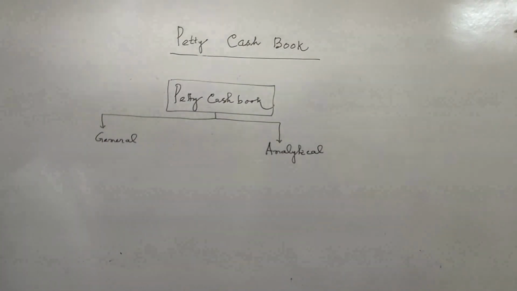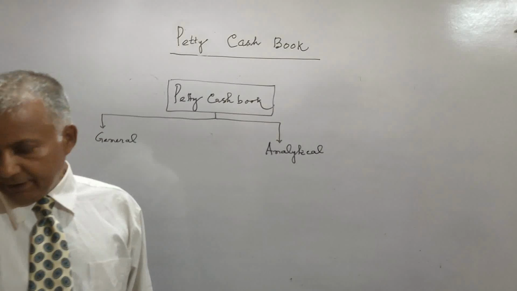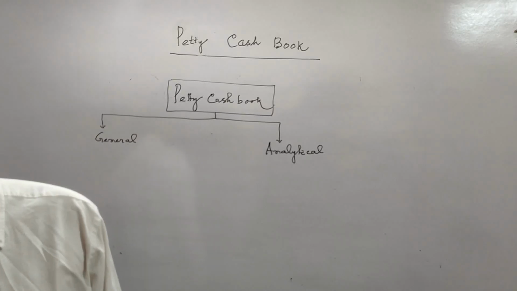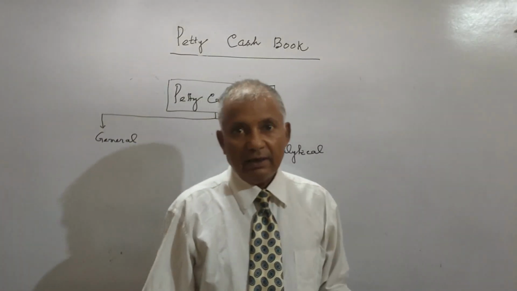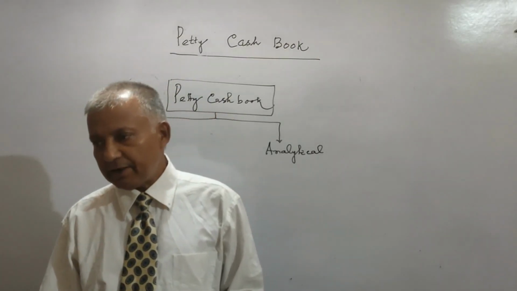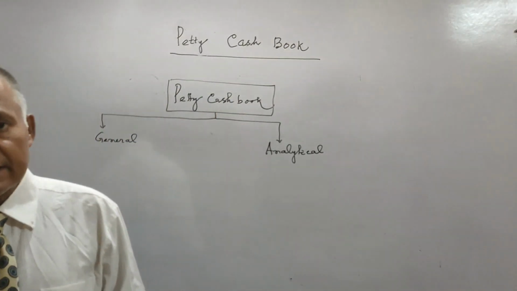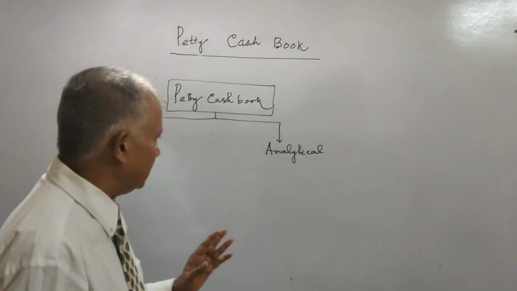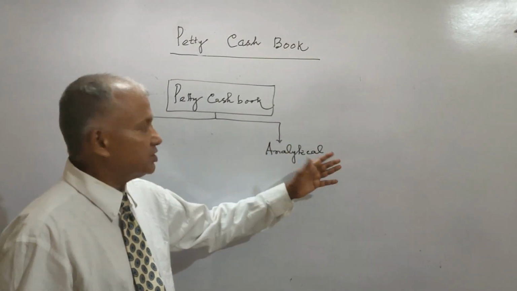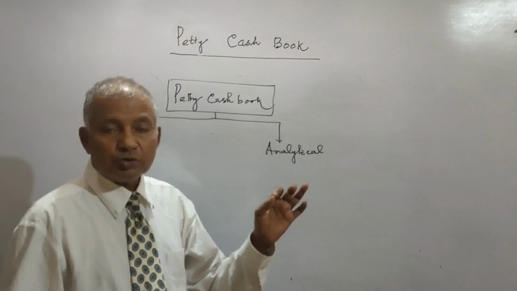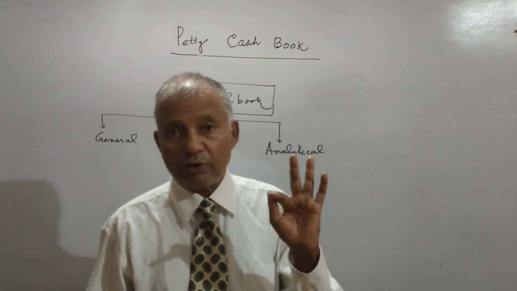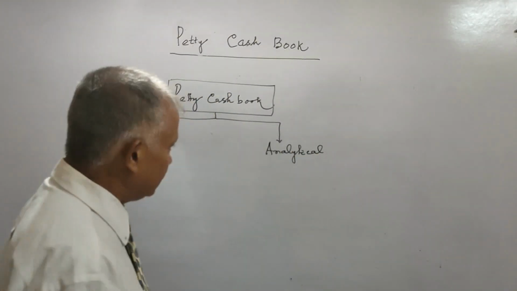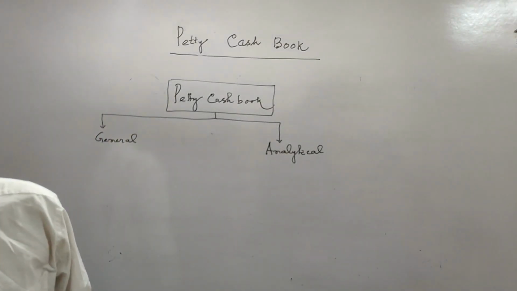And in analytical petty cash book, all the expense details are separately recorded. As I have shown you, postage is recorded separately, telegram is recorded separately, traveling is recorded separately, carriage is recorded separately with the separate column. This is your analytical cash book. So in the analytical petty cash book, you can know the head-wise expenditure, right? Like your different heads can be maintained.